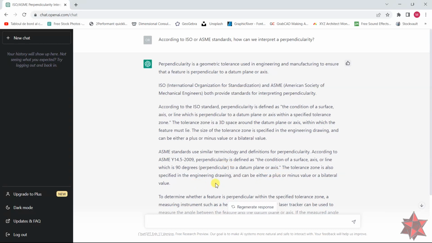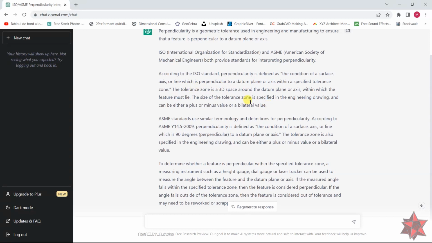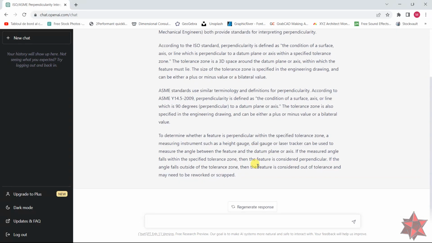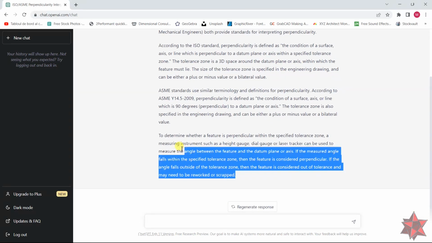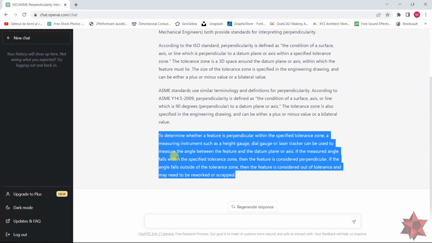But as we know, perpendicularity is a GD&T tolerance and is represented on the drawing within a tolerance frame. And it doesn't have a plus or a minus sign. But the definition overall on both of the standards is pretty good. Okay, I like that it gave us even examples of what equipment we can use to measure perpendicularity and even knew what happens when it's not okay.